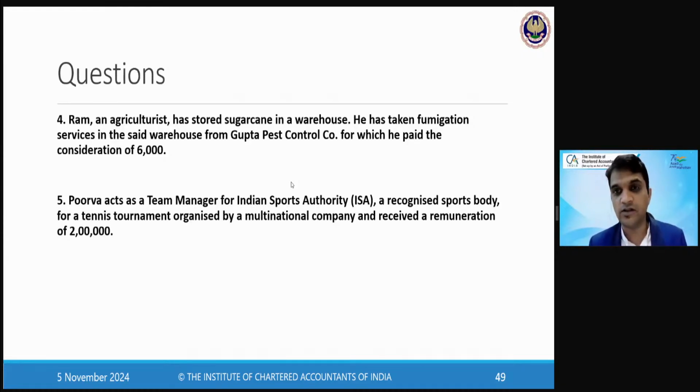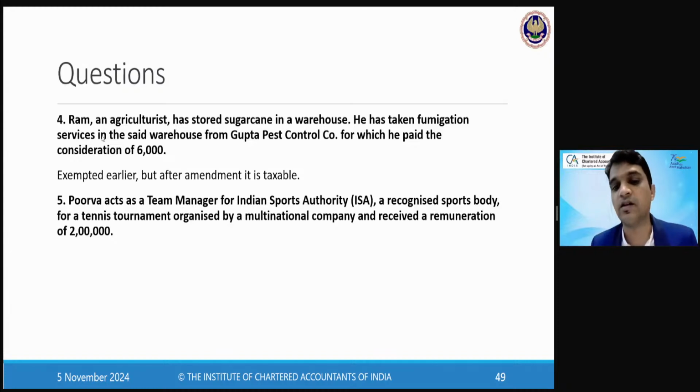Nancy, second one exempted. Okay, what about this one? Riddhi is saying exempted. Hardik is saying taxable. Shruti Kumari is saying taxable. So we will have to go with the majority. Consideration paid hua hai na, 6,000 rupees. That is agreed, right? For this he paid a consideration. Correct. So earlier it was exempted, but after the amendment, it is taxable. Fumigation services are all taxable.